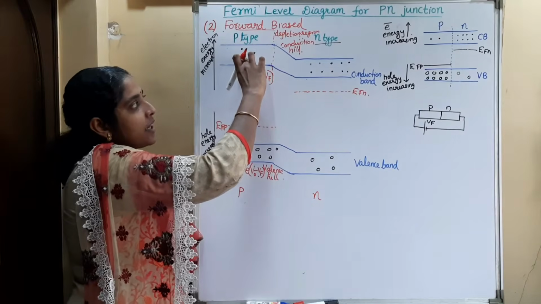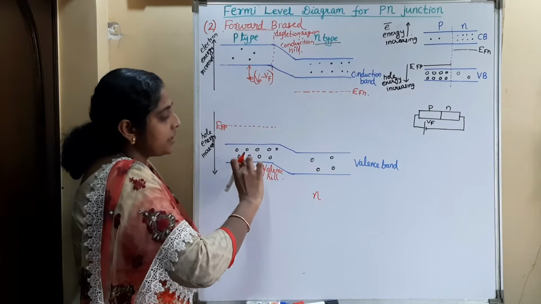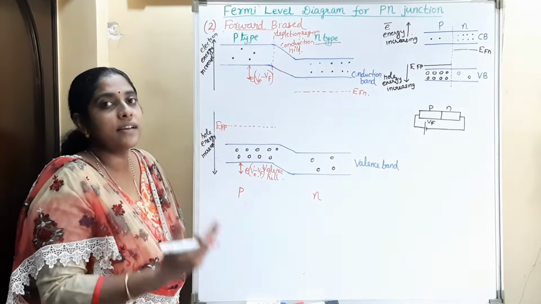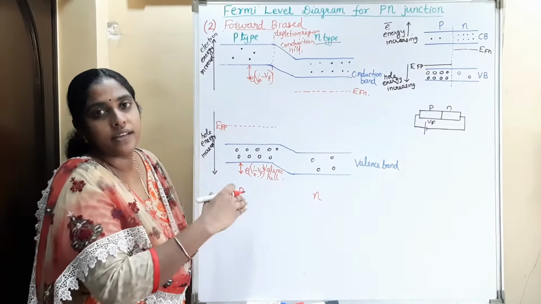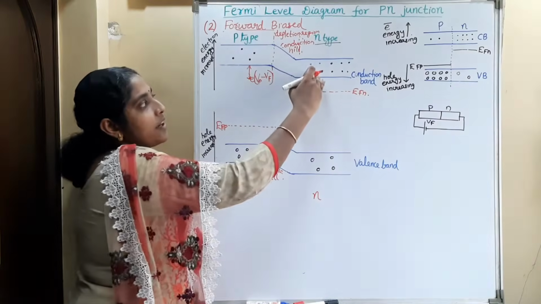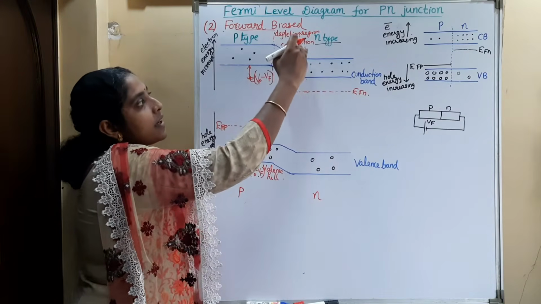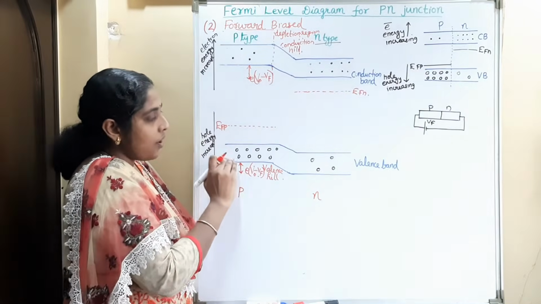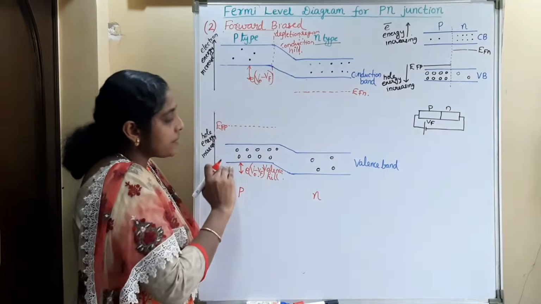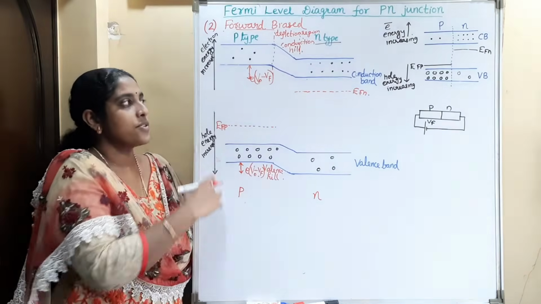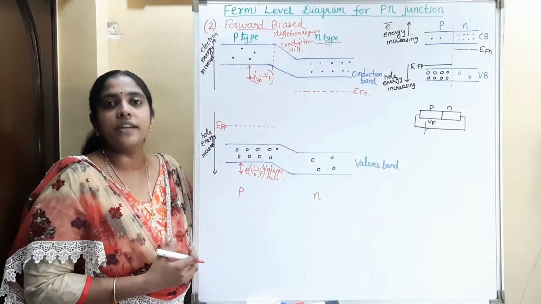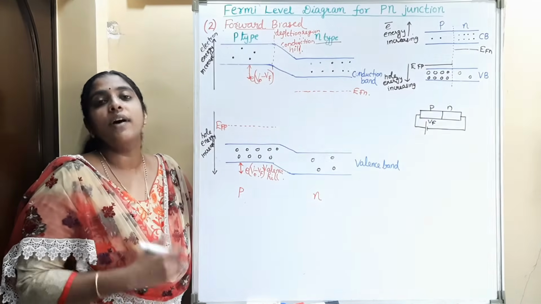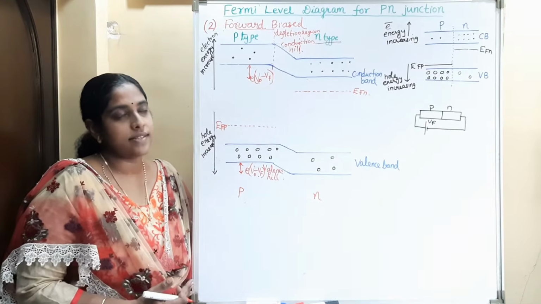And here the height of the conduction hill and the valence hill reduces. That means forward bias accelerates the movement of charge carriers across the junction, so that electrons can easily climb the hill from the N side to the P side, and here also the holes can easily flow down from the P side to the N side. So this is the Fermi level diagram for a forward biased PN junction. Now we can see what happens during reverse biasing.